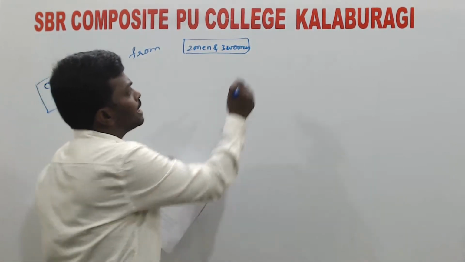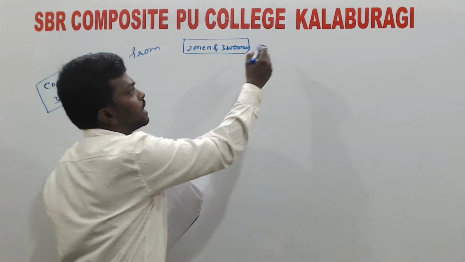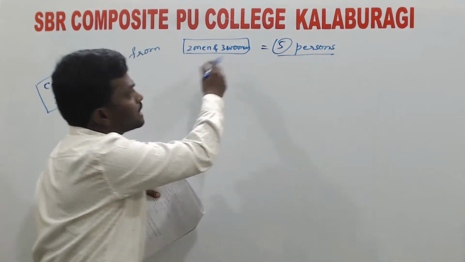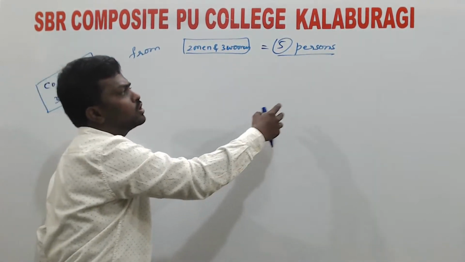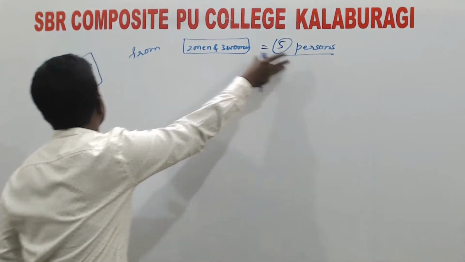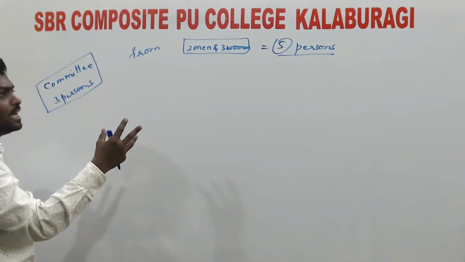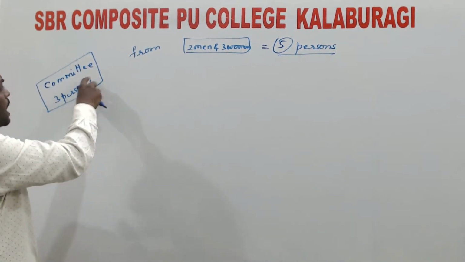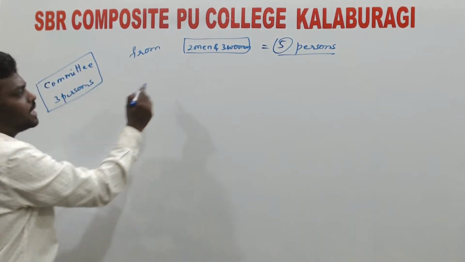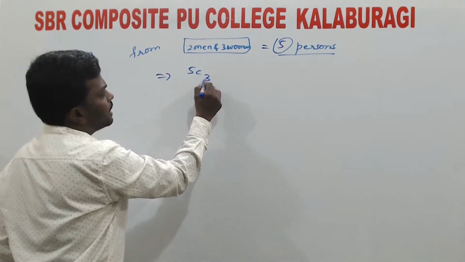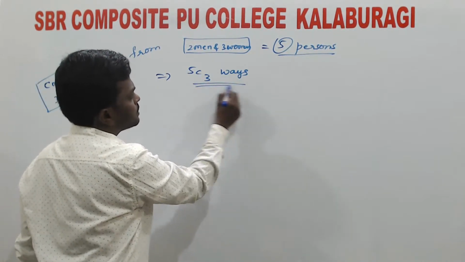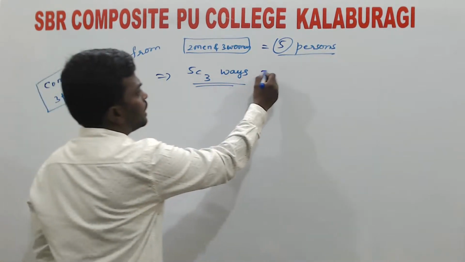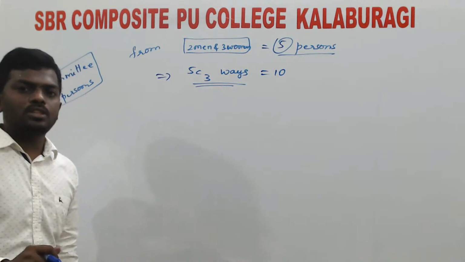So how many total persons do we have? 2 men, 3 women, so the total is 5 persons. We can count them. Out of these 5 persons, we form a committee, and here order does not matter. A committee of 3 persons can be formed in 5C3 ways. Now just simplify, students. The answer is equal to 10. So this is the first part of the question.